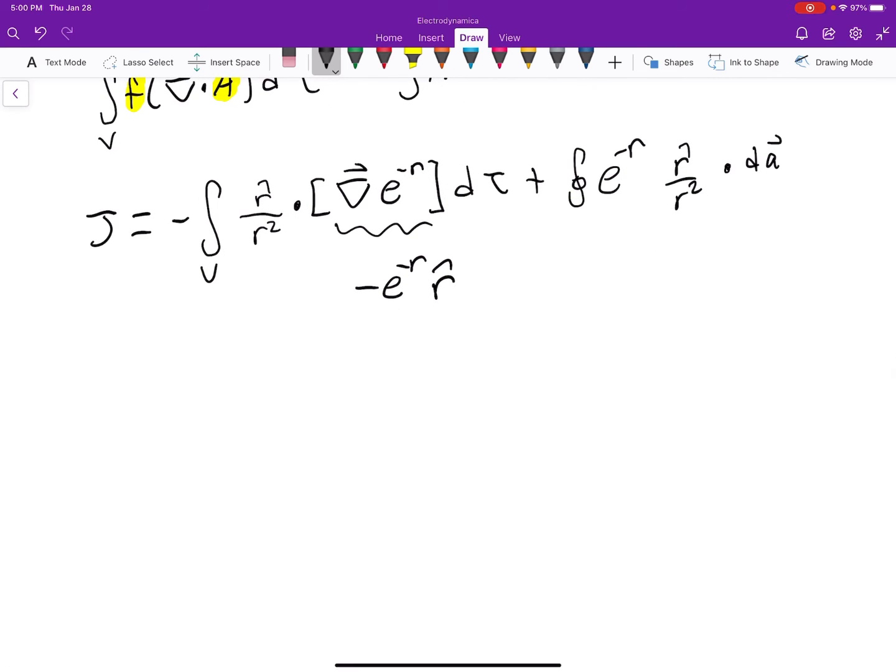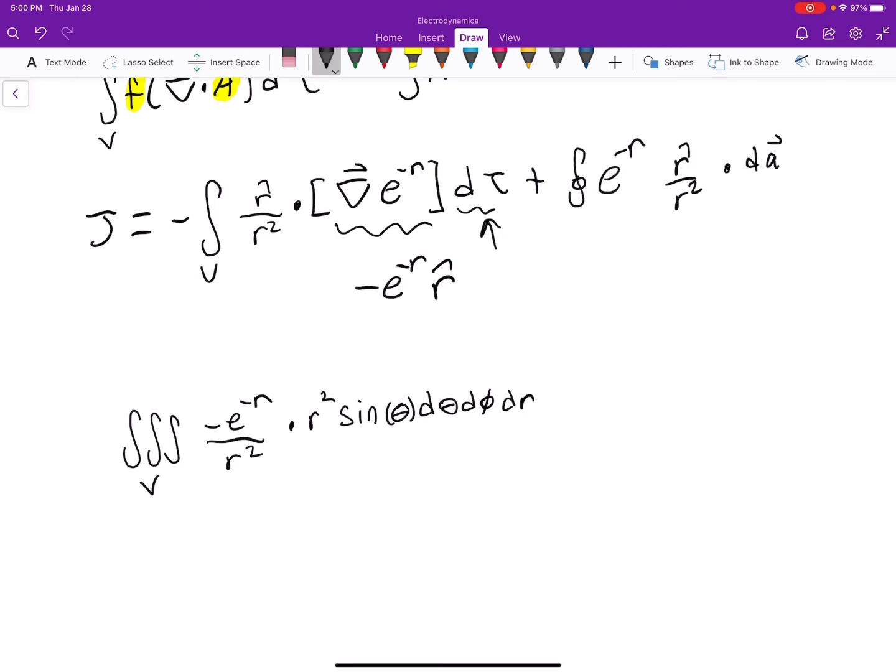So I can put that in here, and what we end up getting is our volume integral minus e to the minus r over r squared. And then let's not forget what d tau is. D tau is our volume, right? So I'm going to multiply that by r squared sine theta d theta d phi dr. So that's our volume element, d tau. This is the r squared part. That's our volume element. Okay, cool. I'm going to go ahead and just do this part first.